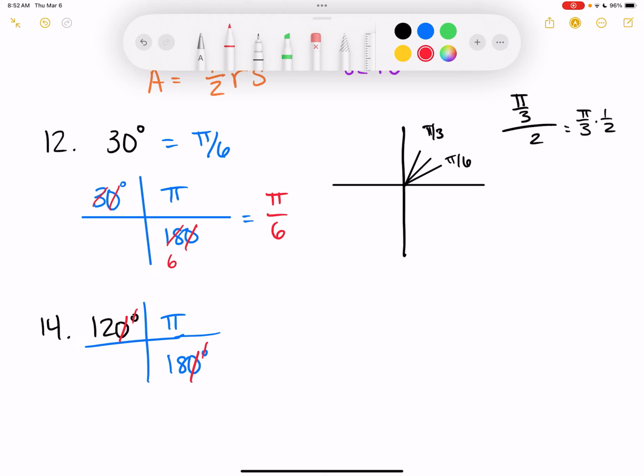Can that be reduced anymore? What can I do? I can still go farther than that if I take something bigger out. Yep, because I can take out a 6, which would give me a 2 on top, times pi over, take out a 6 on the bottom, and that gives me 3, so 2 pi over 3.